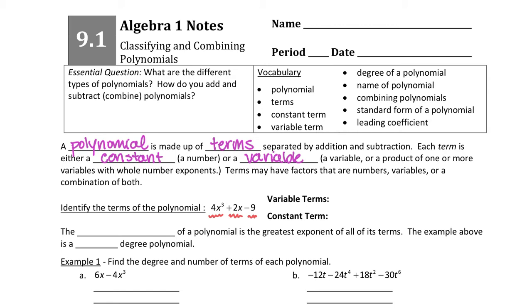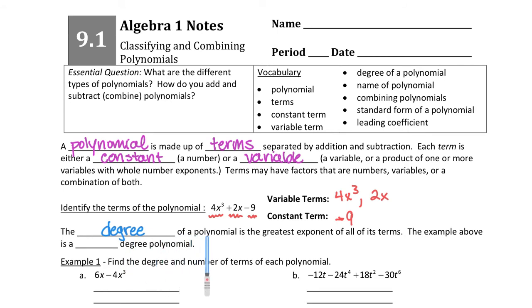So let's talk about our variable terms. So our first one is 4x cubed, and our next one is 2x. Those are variable terms because they have variables, the variable x cubed, and just plain old x. My constant term is anything with a number in, or just a number and no variables. So it's that -9.